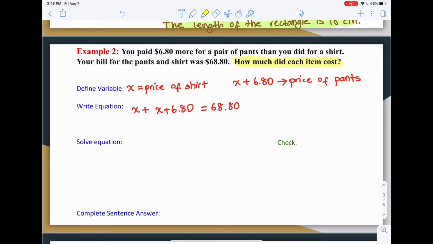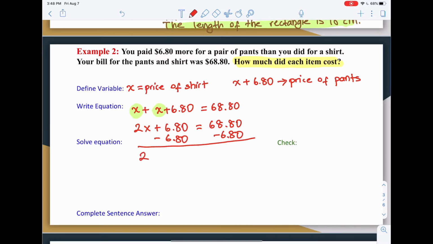I see like terms here. Let's combine them. And I will have 2x plus 6.80 on the left side of the equation. And on the right side, we will keep the same amount. Now we can start inverse operations by subtracting 6.80 from both sides. Here, it's really important to line up the decimal points when you are subtracting, so please be careful.